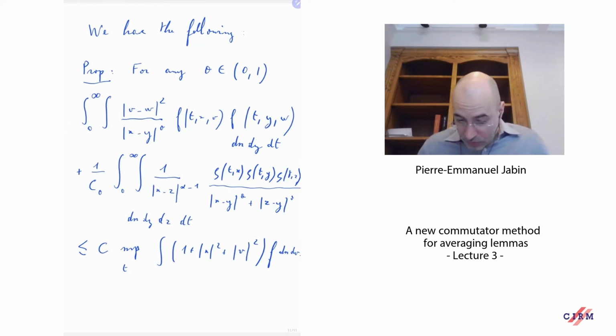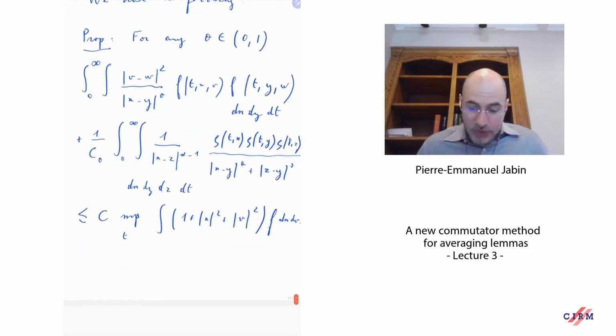So what does that say? It actually says a lot, right? It says that you get some sort of control in how characteristics in the equation can get close in X. And that is due to those denominators, right? This X minus Y to the power theta, for example, tells you that if I'm following two different characteristics, they cannot really get too close, at least in an average sense, because otherwise this term would blow up.